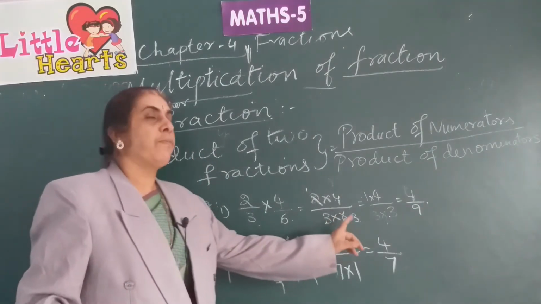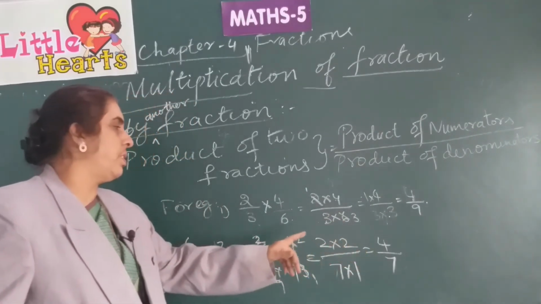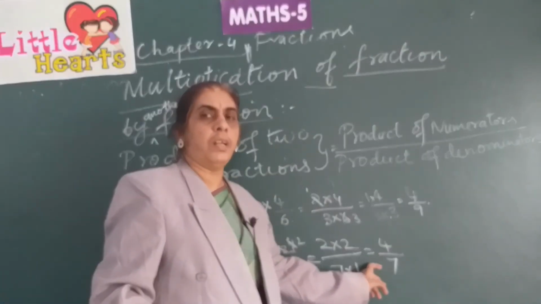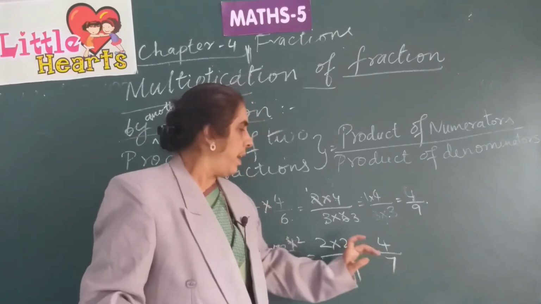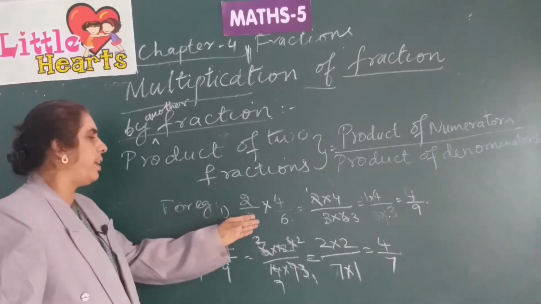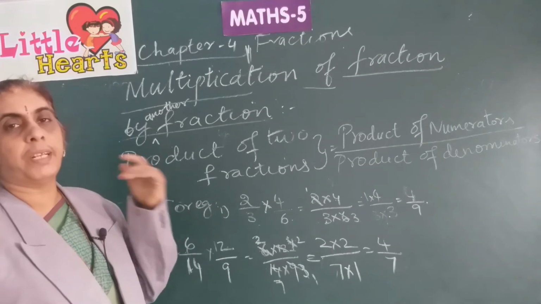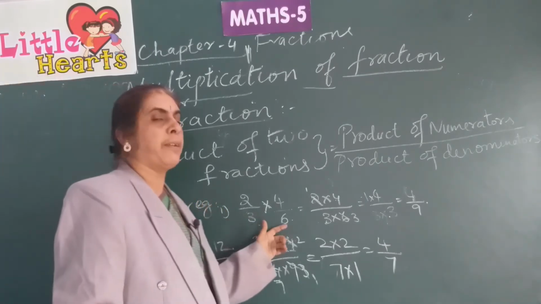Remember that if the result is an improper fraction, you have to change it into a mixed fraction. And if mixed fractions are given, you have to convert them into improper fractions and then multiply.